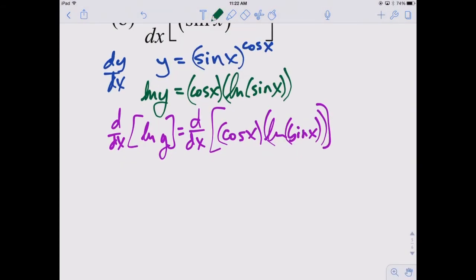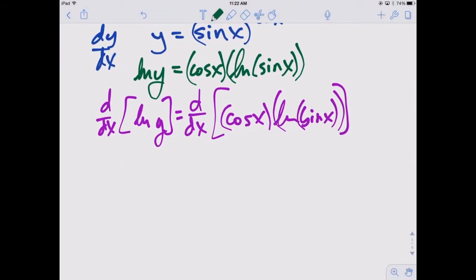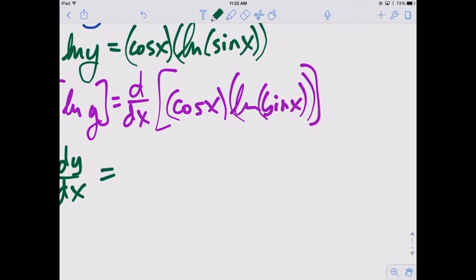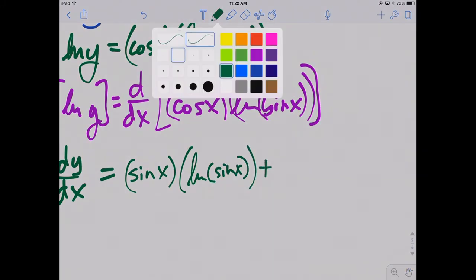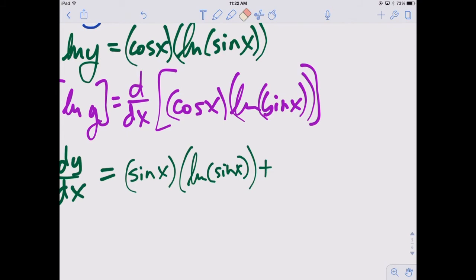What do I do next? What's the derivative of the left side? The derivative of the natural log of y is? Well, yeah, dy dx over y, or 1 over y times dy dx. 1 over the blob times the derivative of the blob with respect to x. And on the right side, I got the product rule. So I'll do the first one first. That's how I do it. The derivative of cosine is negative sine of x times the second, the natural log of sine of x.